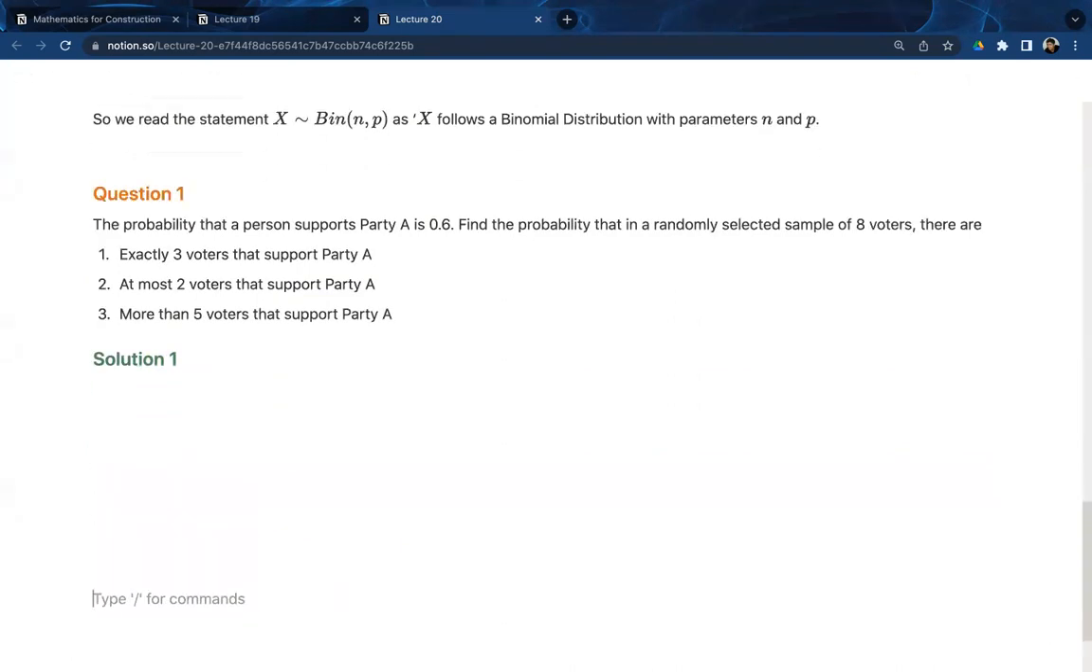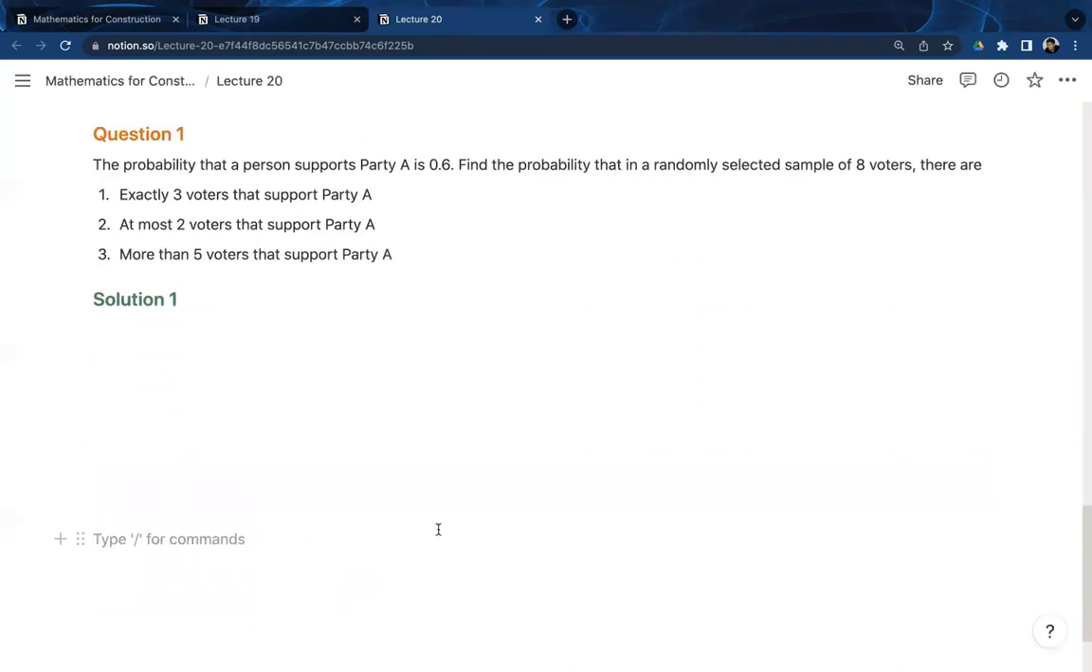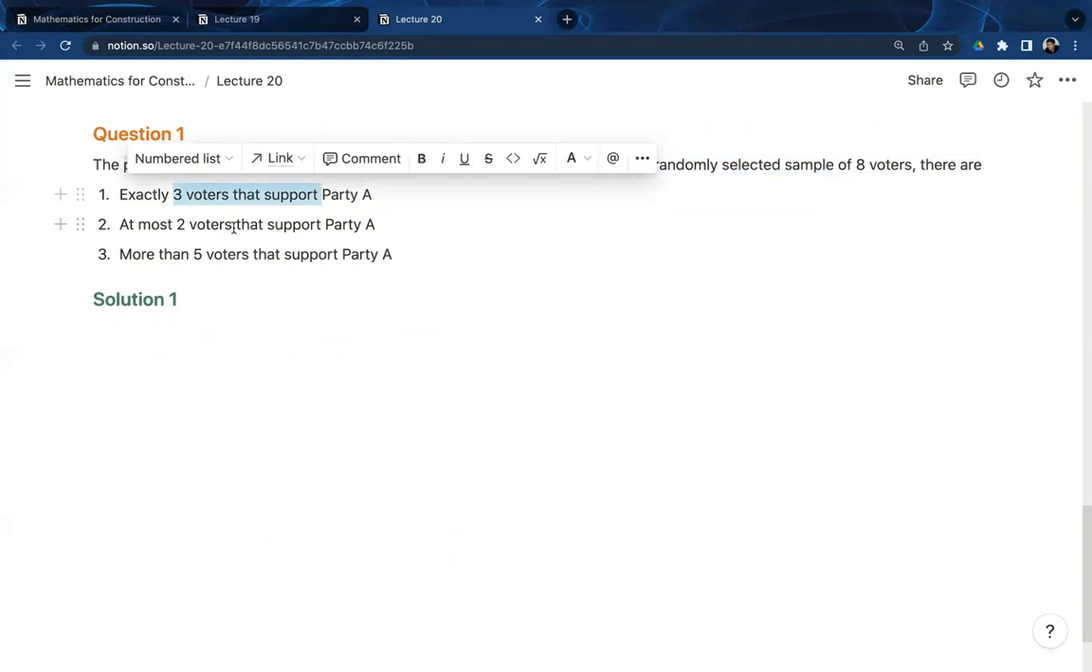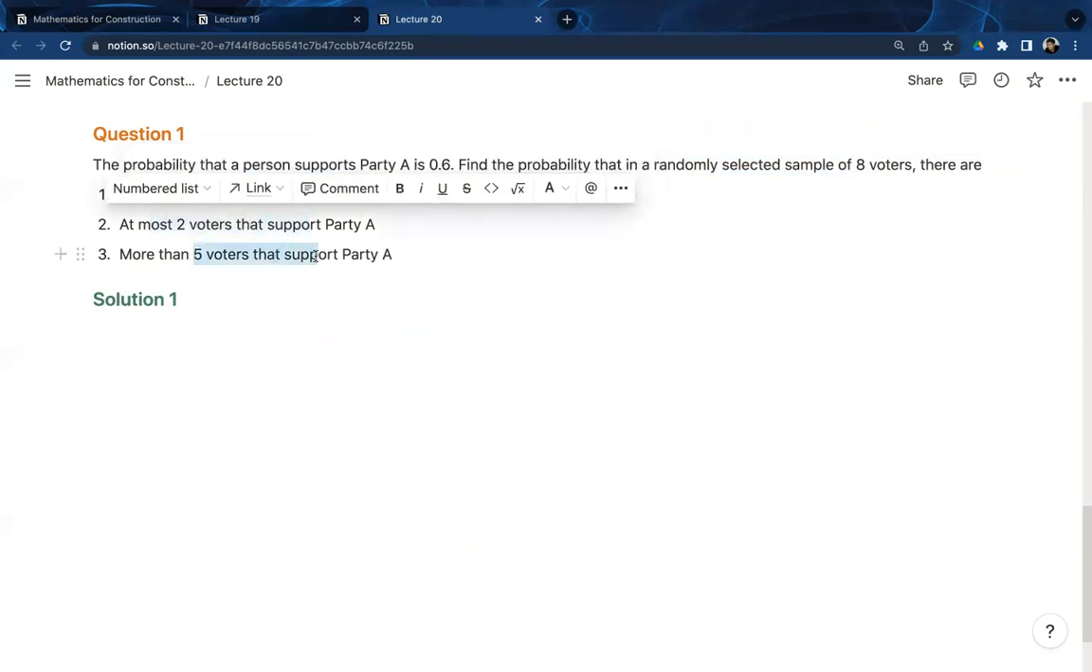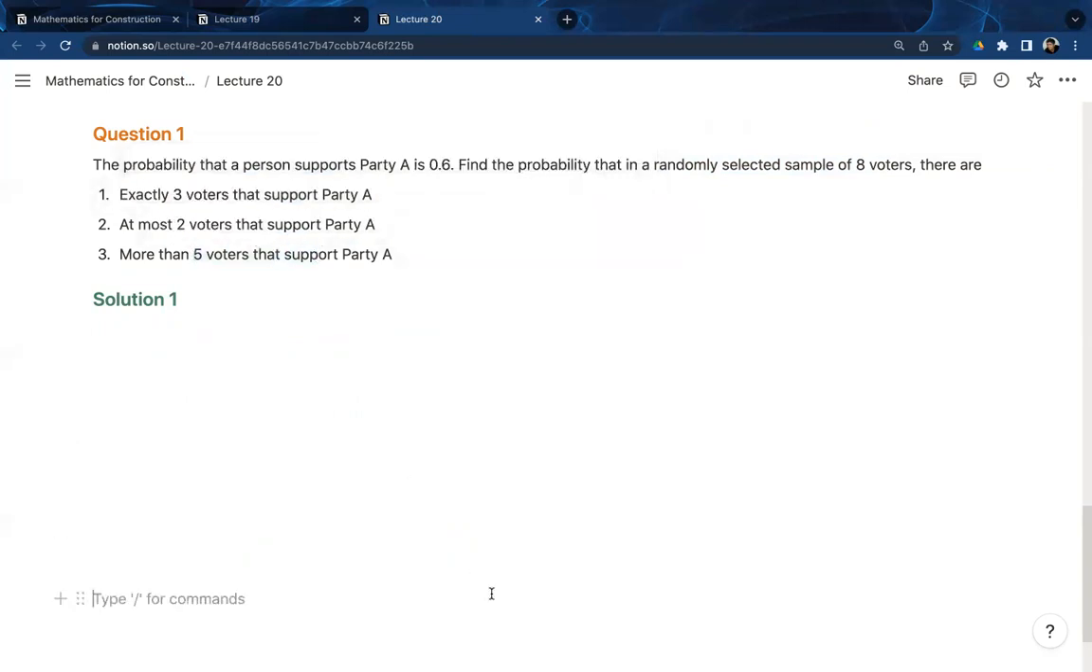So look at this question here. The probability that a person supports party A is 0.6. Find the probability that in a randomly selected sample of 8 voters, there are exactly 3 that support A, at most 2, and more than 5. So the idea is you have 8 voters in a group. What's the probability that one of them supports party A? 0.6, right?